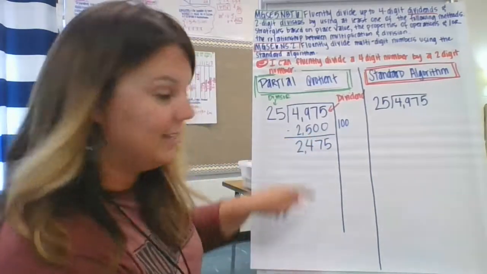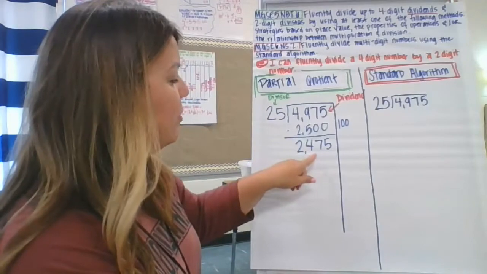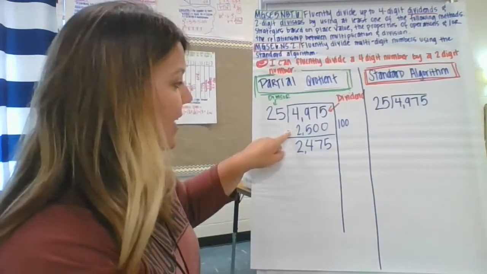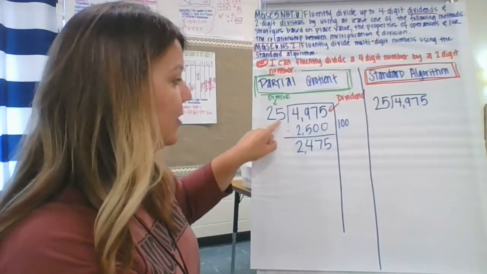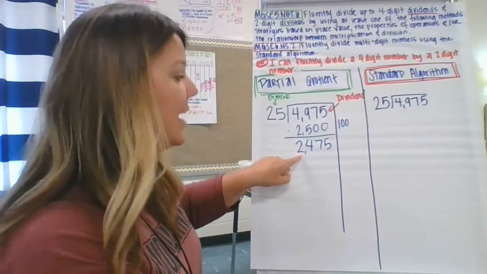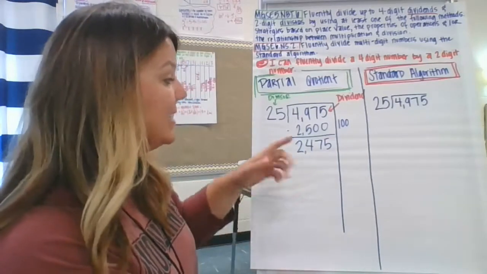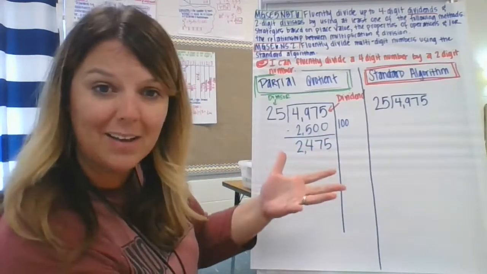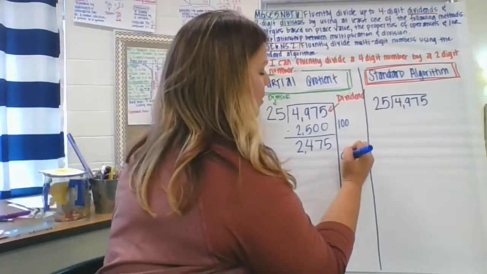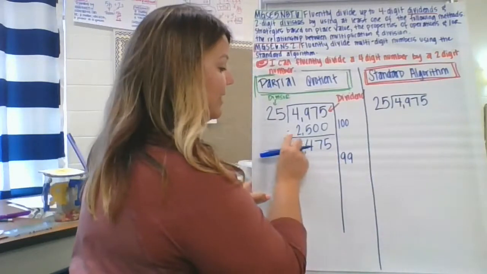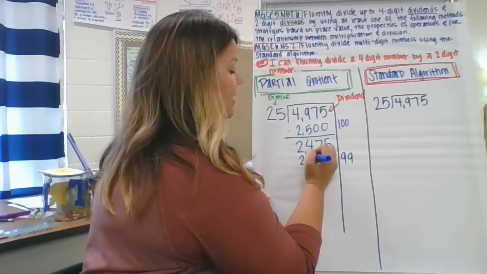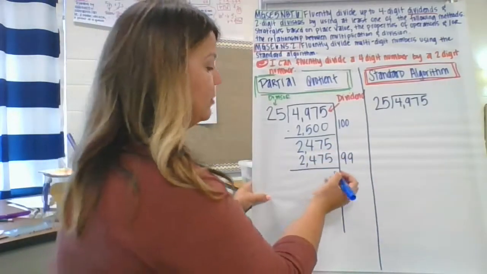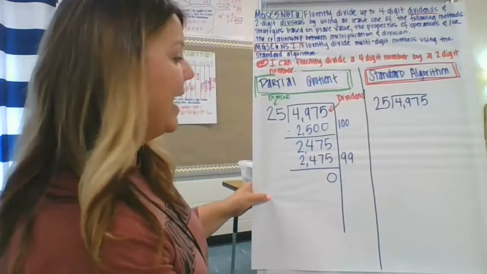But what I do notice is this number right here, 2,475, is only 25 less than 2,500, because 2,500 minus 25 would be 2,475. So I can simply take out, instead of 100 groups of 25, I'm going to take out 99 groups of 25, which is going to give me 25 less than 2,500, or 2,475. And then I'm going to subtract. I have no remainder, and I'm finished.